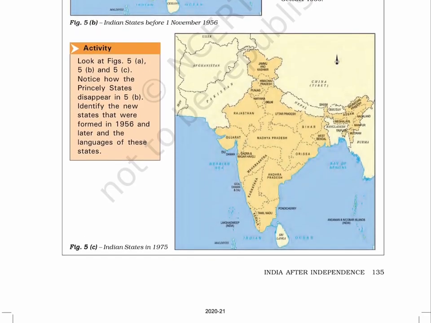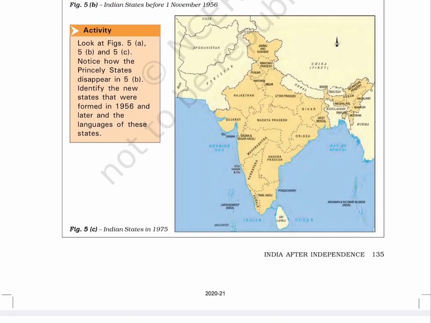Figure 5c. Indian states in 1975. In this map, there are no princely states. Only the country, India. Activity. Observe figures 5a, 5b and 5c. Notice how the princely states disappear in 5b. Identify the new states that were formed in 1956 and later and the languages of these states.